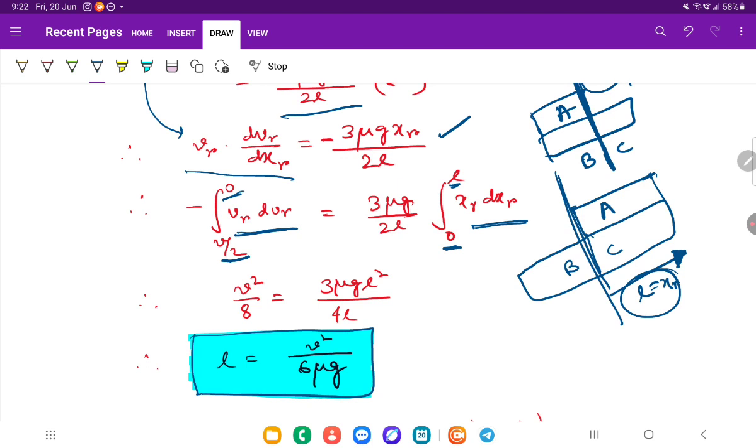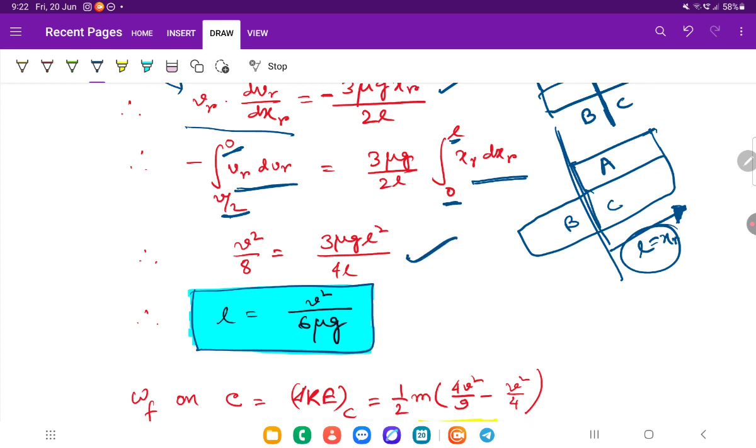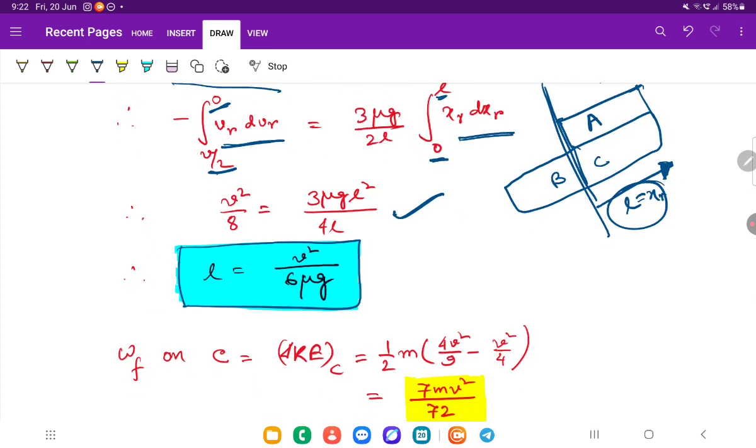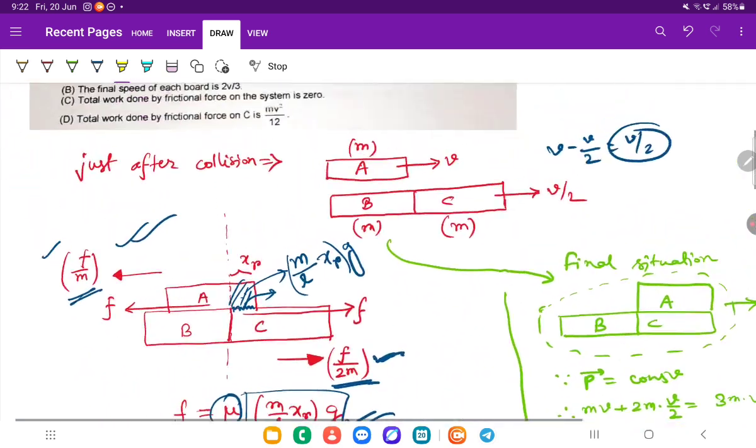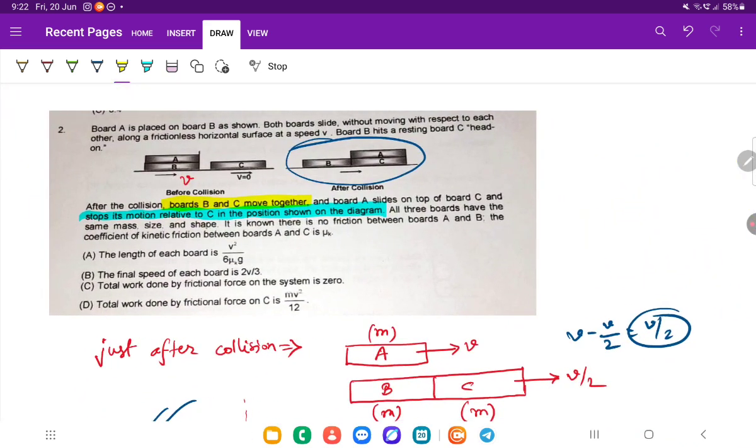So the relative velocity VR will be 0. Just putting the limits, we'll get this result, and just rearranging the terms, we'll get the required result that L is equal to V square upon 6 mu G. So that was one option, I guess. Let me mark that. Yeah, so A was one of our answers.